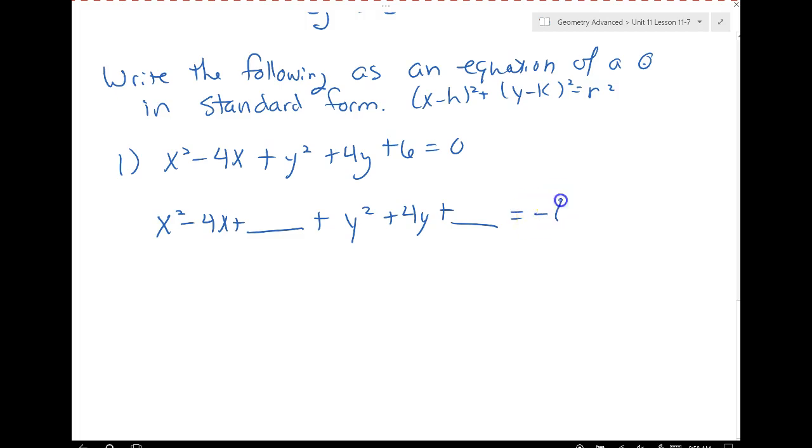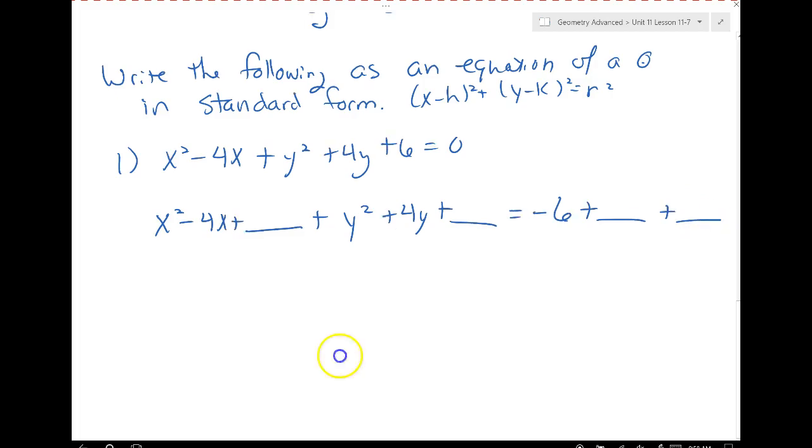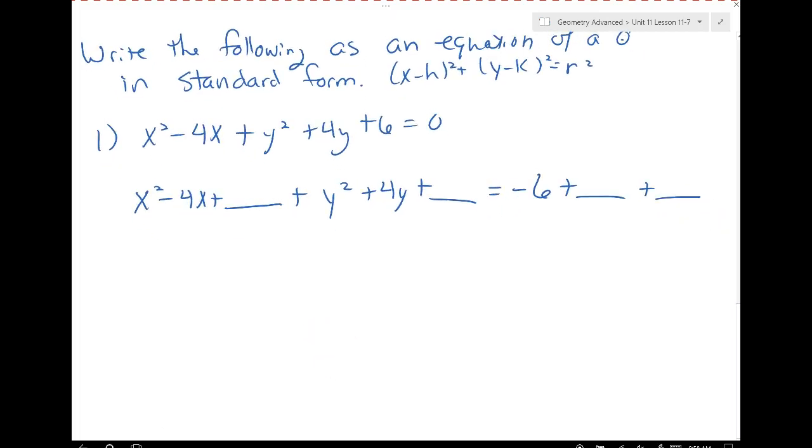Other side. So I got negative 6. Now, how many blanks did I put in? So guess how many I need on the other side? 2. I know I've been blowing your mind away. We're doing some fun algebra stuff, but it's been a while.